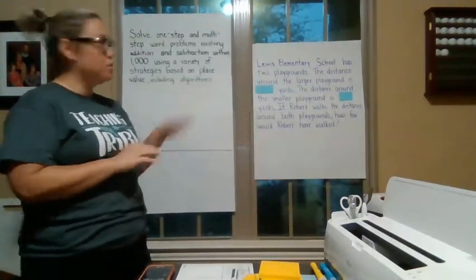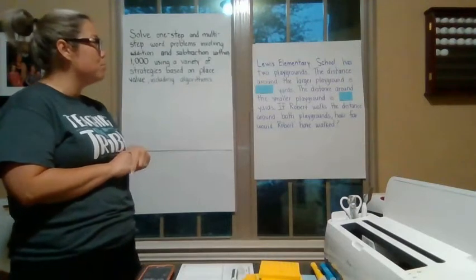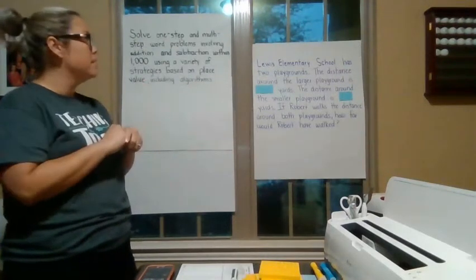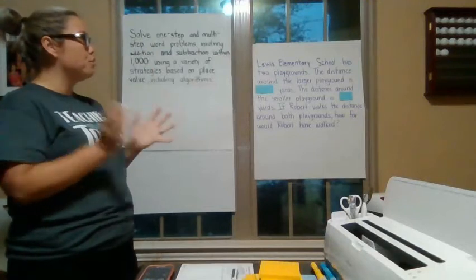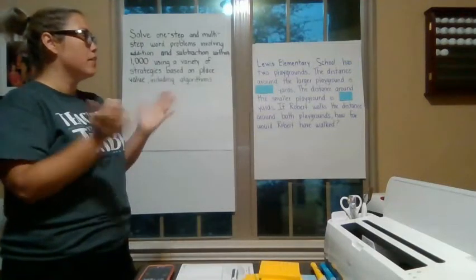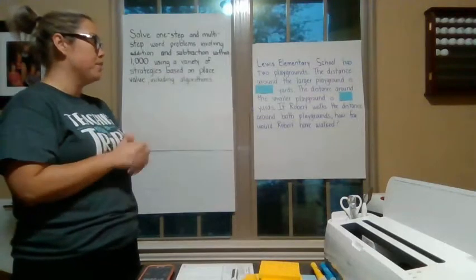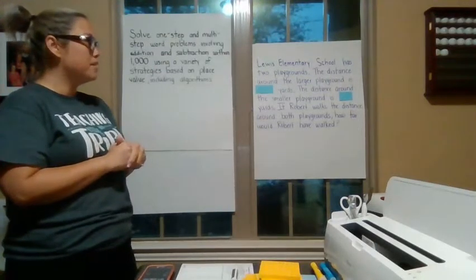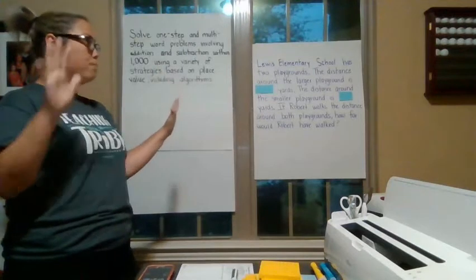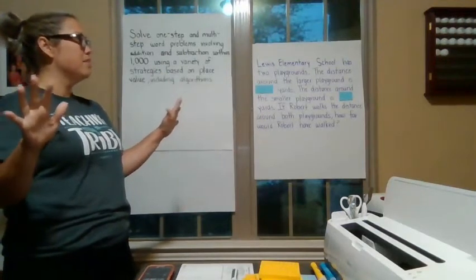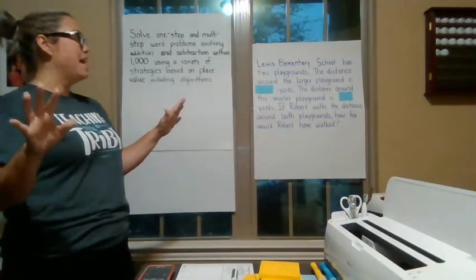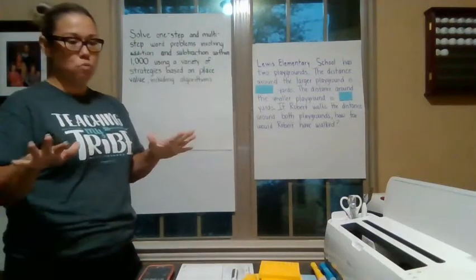And so then I'm going to show them the word problem. Lewis Elementary School has 2 playgrounds. The distance around the larger playground is so many yards. The distance around the smaller playground is so many yards. If Robert walks the distance around both playgrounds, how far would Robert have walked?